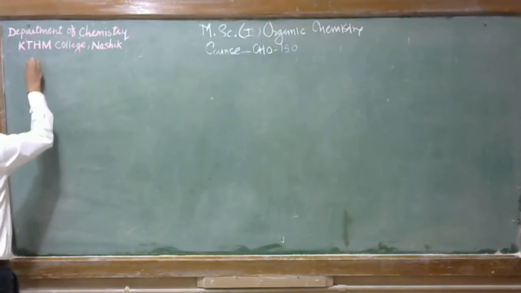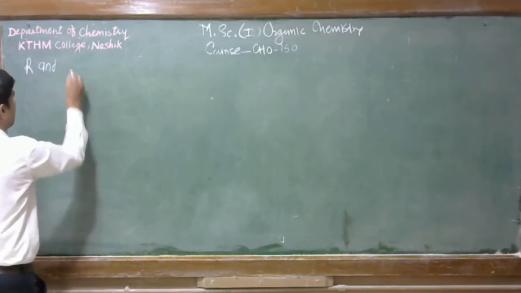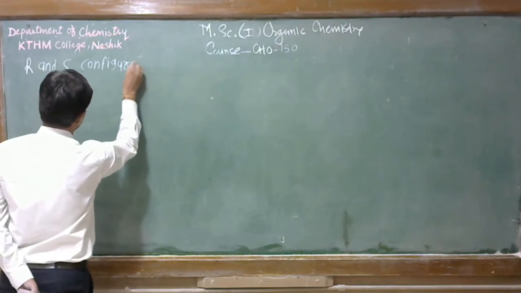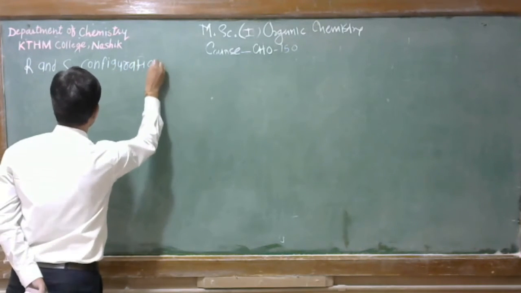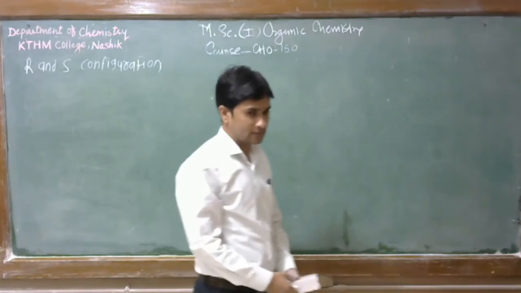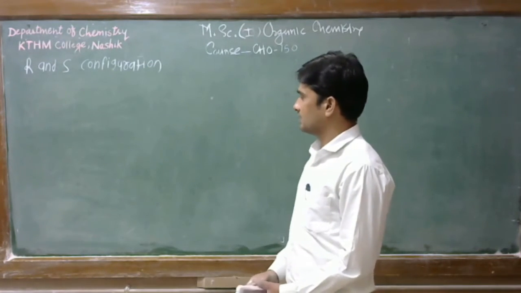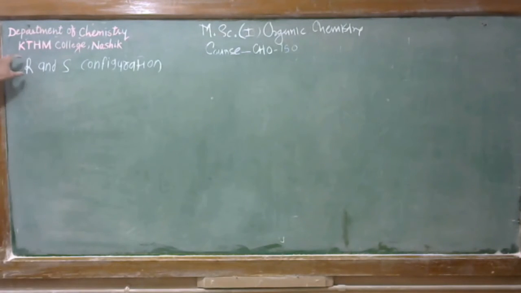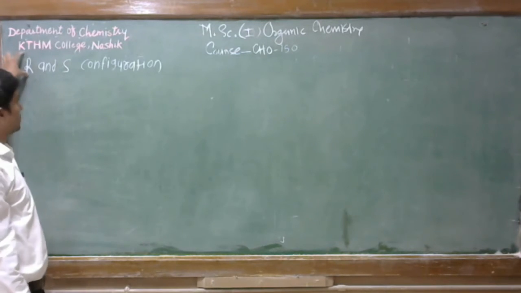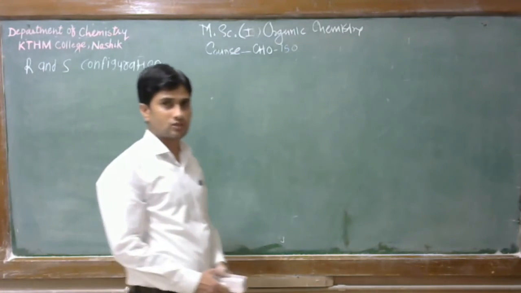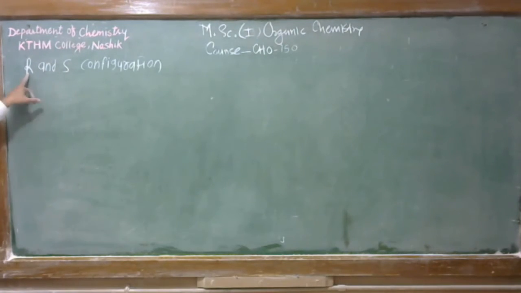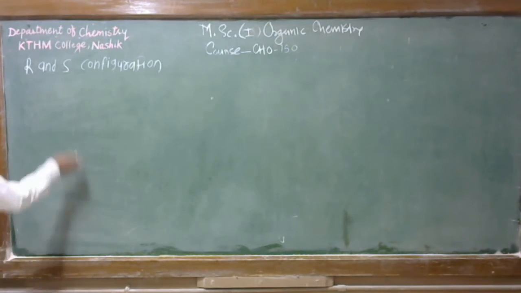So firstly, I write here R and S configuration. R means rectus, that is the right hand side, and S means sinister, that is the left hand side, that is anti-clockwise in Latin. Therefore, if the compound shows the R configuration, then it will be dextrorotatory, and if the compound shows the S configuration, then it will be levorotatory. So for the determination of R and S configuration, we have to discuss the Cahn, Ingold and Prelog system first.